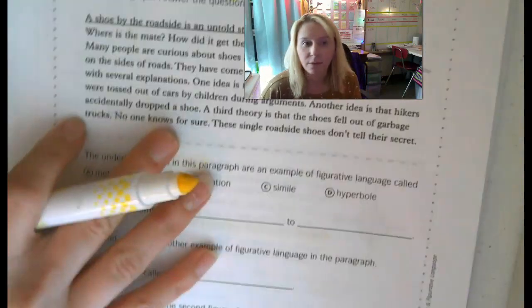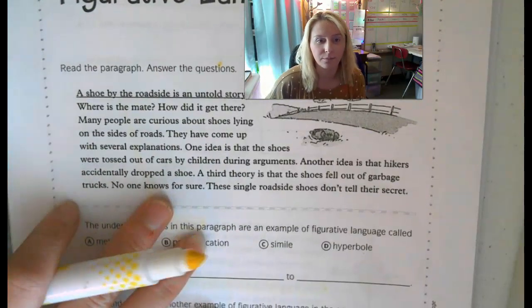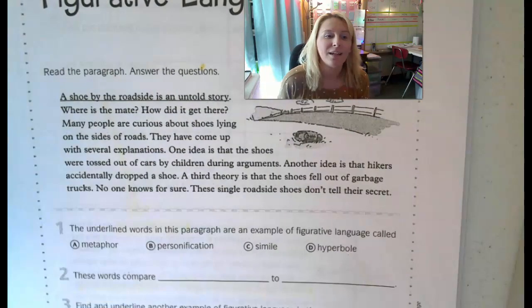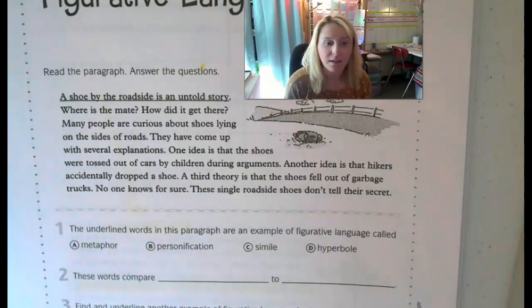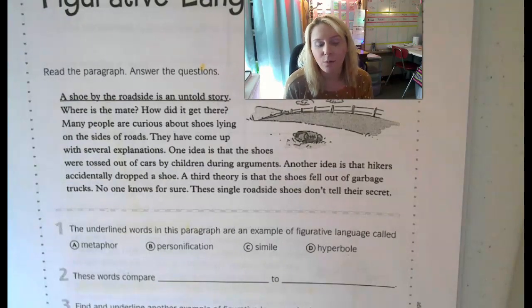All right, number 29, or exercise 29. I like this one. A shoe by the roadside is an untold story. Where is the mate? How did it get there? Many people are curious about shoes lying on the sides of roads. They have come up with several explanations. One idea is that the shoes were tossed out of cars by children during arguments. Another idea is that hikers accidentally dropped a shoe. A third theory is that the shoes fell out of garbage trucks. No one knows for sure. These single roadside shoes don't tell their secret.